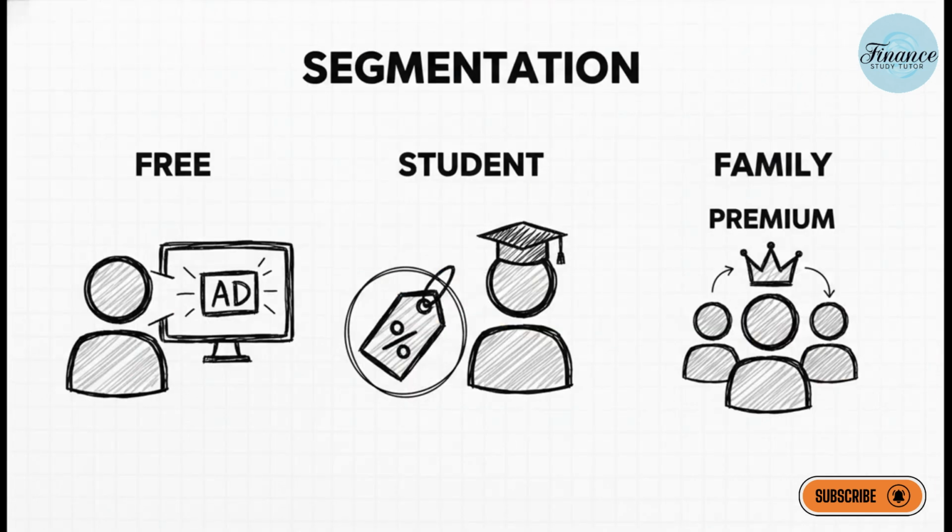Yup, exactly. They create all these different tiers and plans. Someone using the free, ad-supported version gets a totally different value proposition than a family on a premium plan. Students get a discount. By doing this, they can tweak their product, their pricing, and their channels to squeeze the maximum value out for each and every segment.